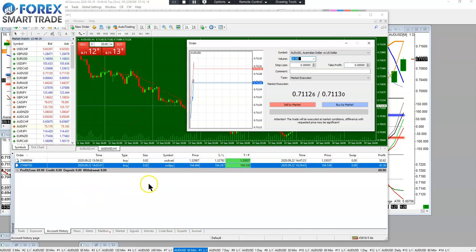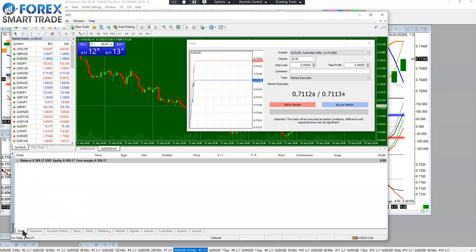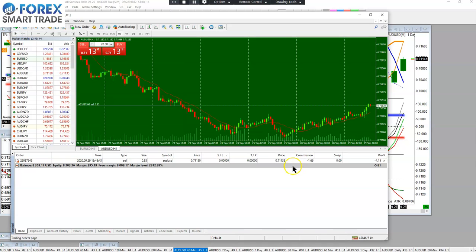My lot size is going to be 1%, so I am going to look at how much I have in my account, which was about $8,200, $8,300. I move this decimal spot over 4 spots, 1, 2, 3, 4. So I'm going to take a 0.83 trade. It is going to be a market execution, and I'm going to sell.